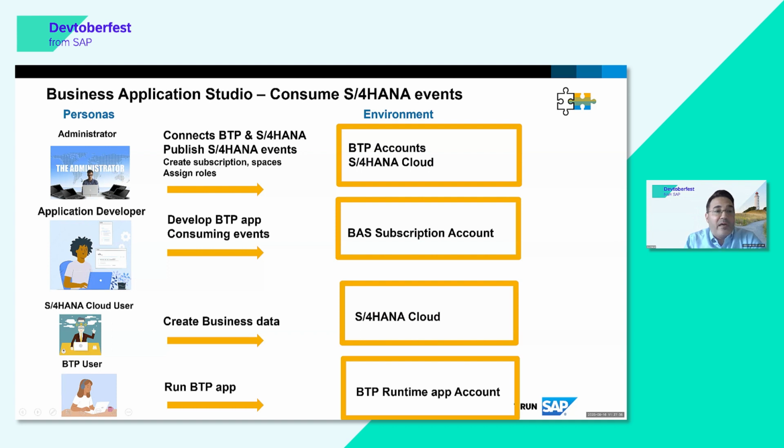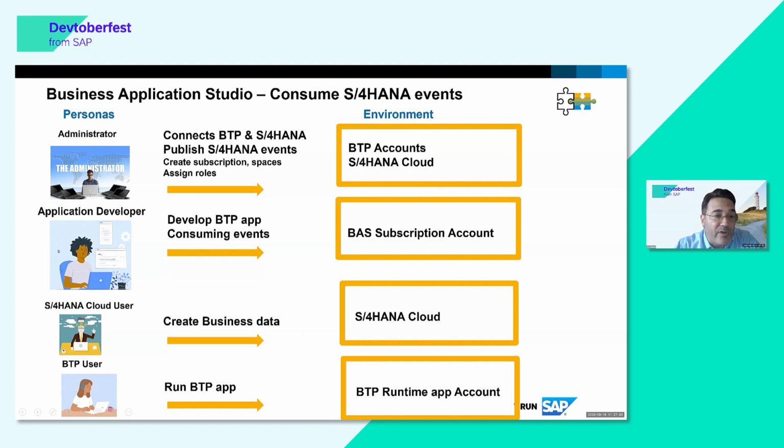There are two other personas, which are the administrator. The administrator needs to connect the BTP account to the S/4HANA on-premise or the S/4HANA Cloud. He needs to create subscriptions, to assign roles, and all the other general stuff that he needs to do. But the special thing in this scenario is that he needs to connect these two systems and make sure that events that are coming from S/4HANA or S/4HANA Cloud could be received on the BTP.